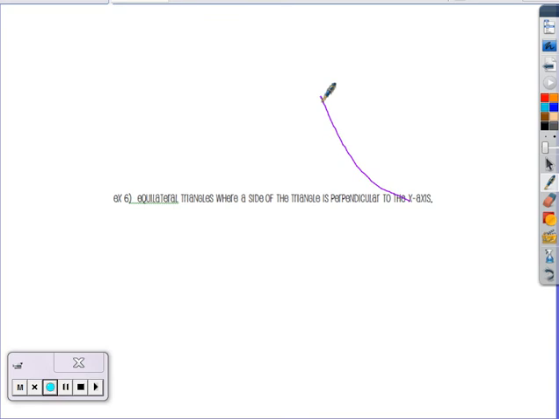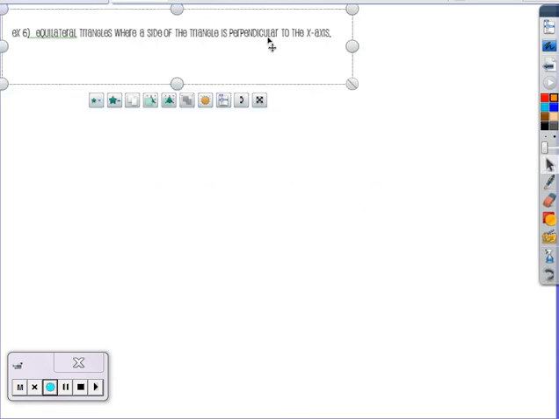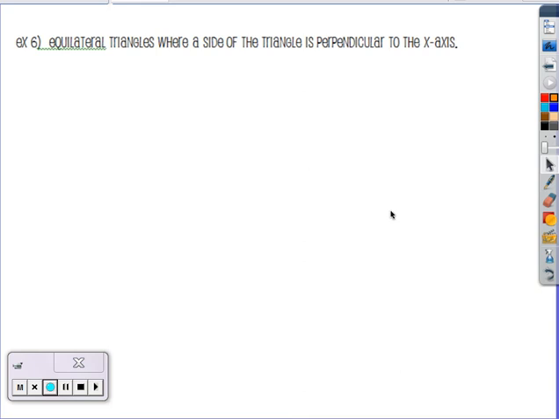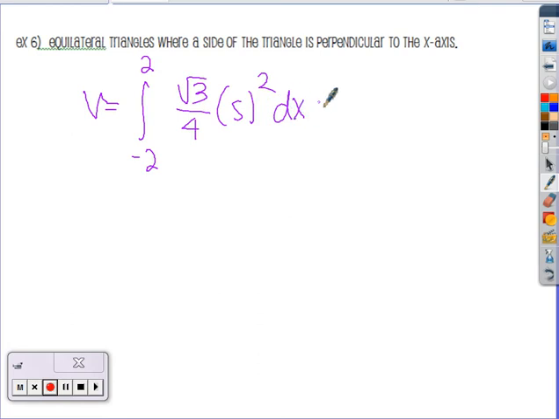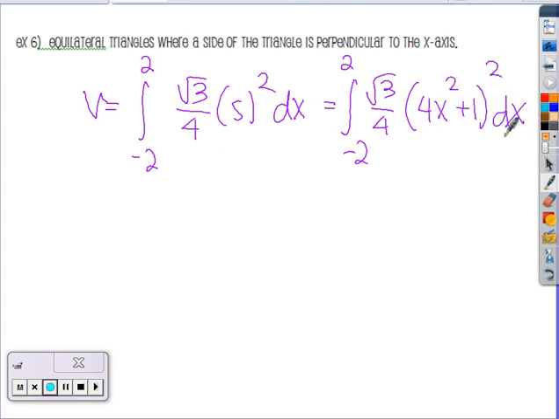Equilateral triangles. Miss Stedman, if you could have them try this one on their own, if you could press pause. So, if most of you guys are done, you should have had that the volume is equal to -2 to 2 equilateral triangles from before. We had √3 over 4 s squared. We're perpendicular to the x-axis. You should have had √3 over 4 times 4x squared plus 1 squared dx.